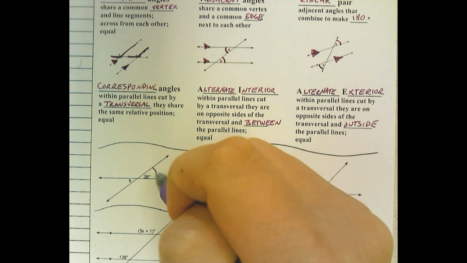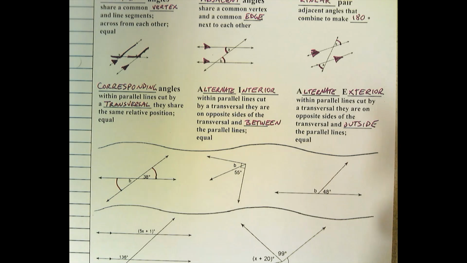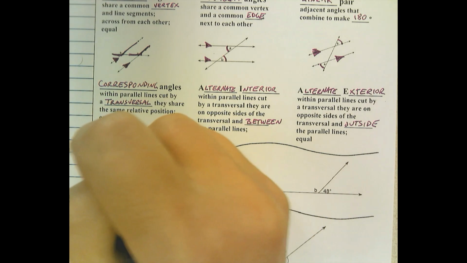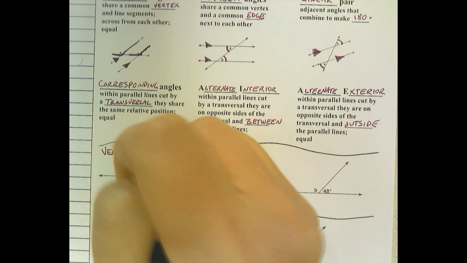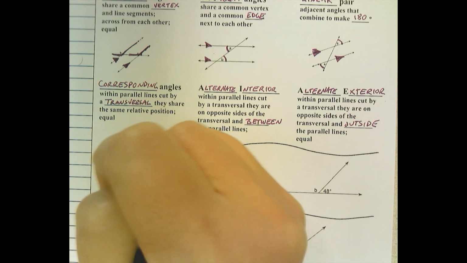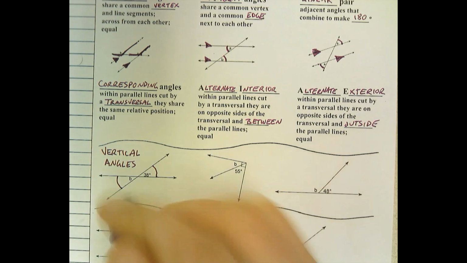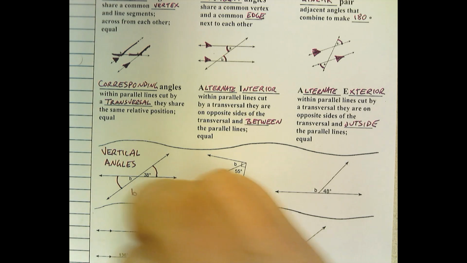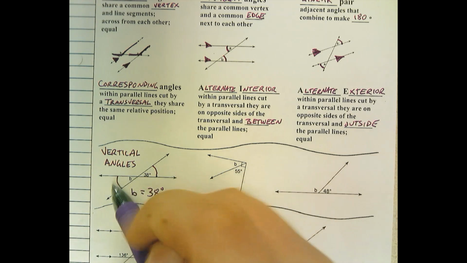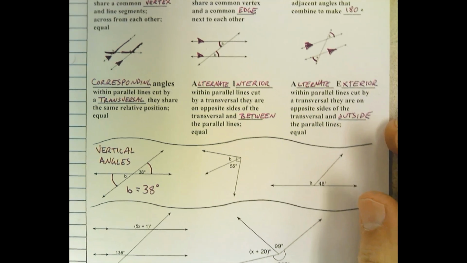We have this type of angle here, and those two angles are called vertical angles. And we know that vertical angles will always be congruent. Therefore, we're able to say that B is 38 degrees because the two angles are congruent. Okay.